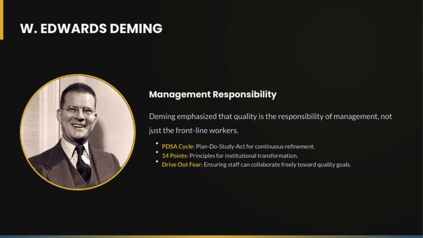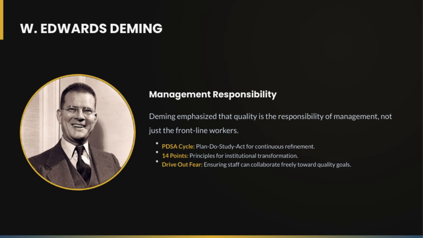Next, Deming introduced his 14 points, which are principles designed to transform organizations systematically. These points serve as a roadmap for making meaningful and lasting improvements across the entire institution. He also developed the PDSA cycle. That's plan, do, study, act, a continuous improvement process. It encourages ongoing testing and refining of processes to enhance quality over time.